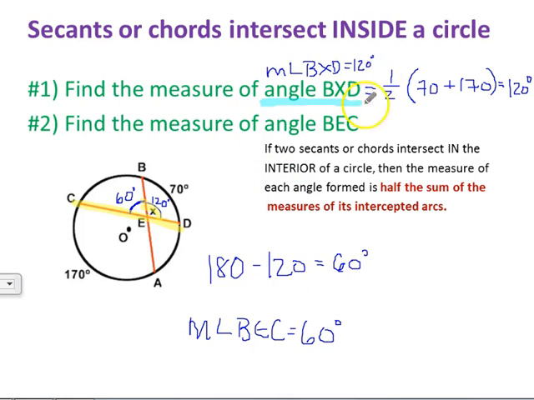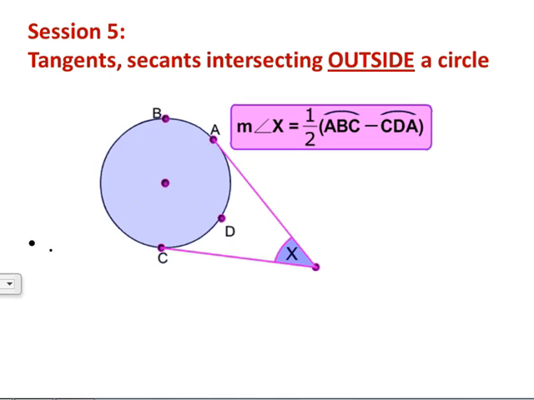All right, I'm going to go on to the next slide. If you need more time, go ahead and click pause. So we've learned about two patterns so far. We've learned patterns when we've got chords or secants that intersect inside a circle. And now we're learning about patterns that occur when we've got tangents and secants intersecting outside of a circle.